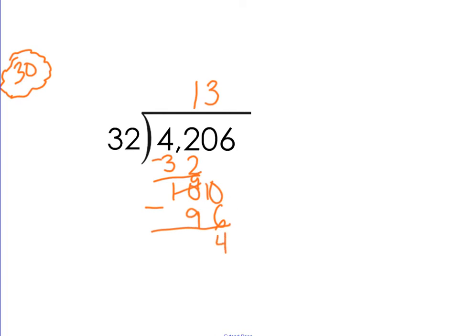Bring down the 6. How many times does 30 go into 46? Oh, about once. So 1 times 2 is 2, and 1 times 3 is 3. Subtract, and our remainder is 14. So the answer is 131, remainder 14.